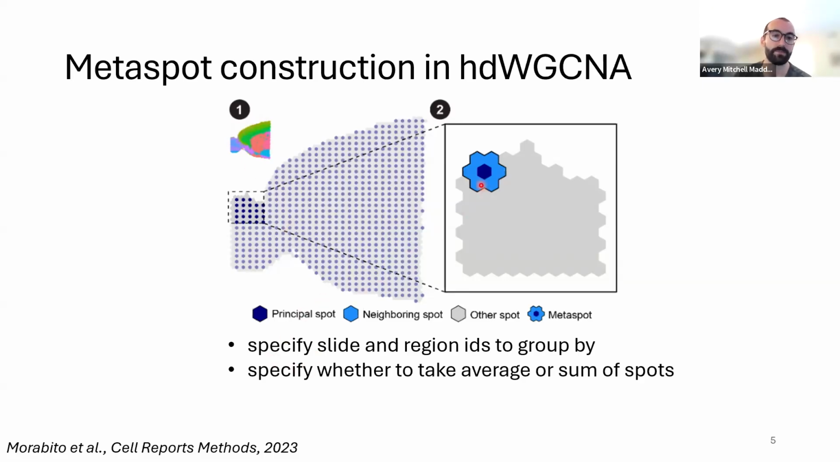And we start with these principal spots, and it's pretty straightforward. You just gather the spots around it to construct your metaspot, which you can construct by either taking the average or some custom function to then create your metaspot value. And your choice really depends on what kind of normalizations or transformations you've done prior to applying your metaspot construction.